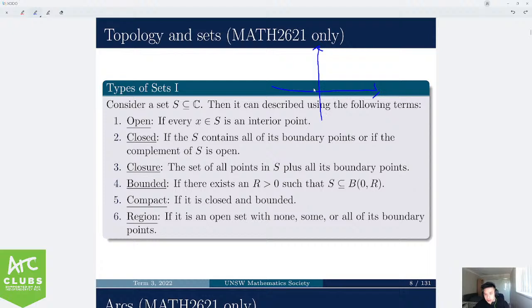But some classic examples: if we consider the ball, center origin, radius 1, this is going to be a region because this itself is an open set with none of its boundary points.